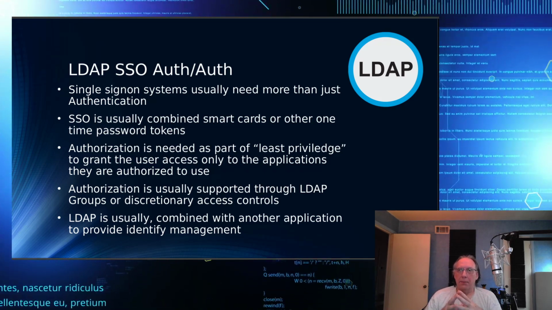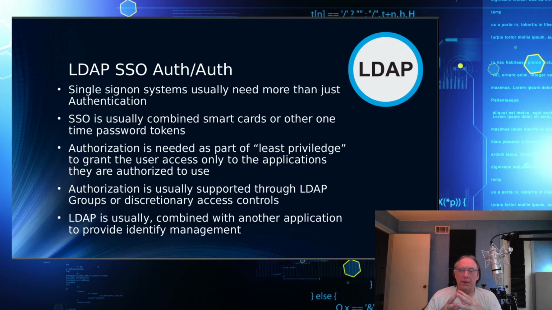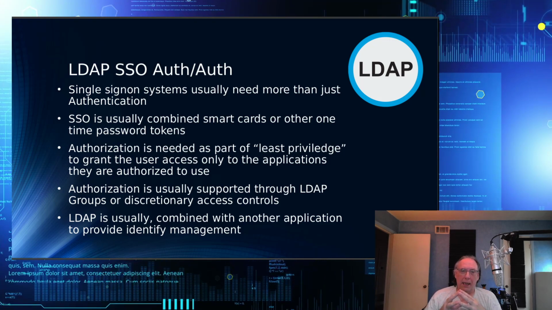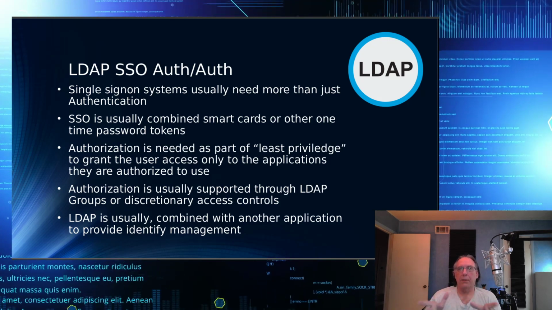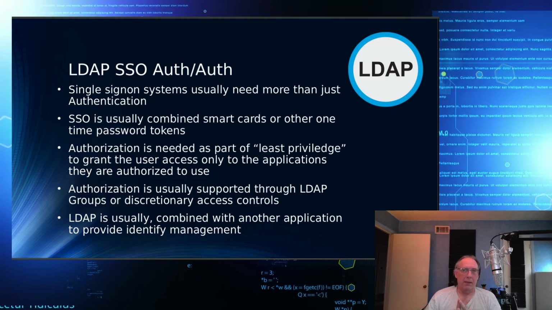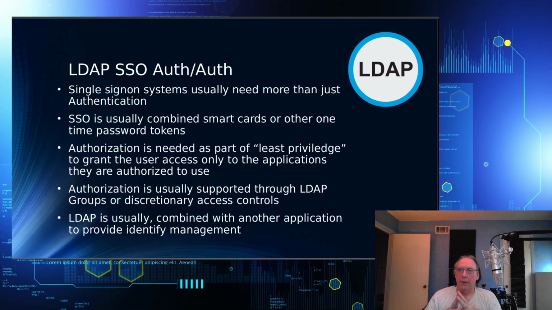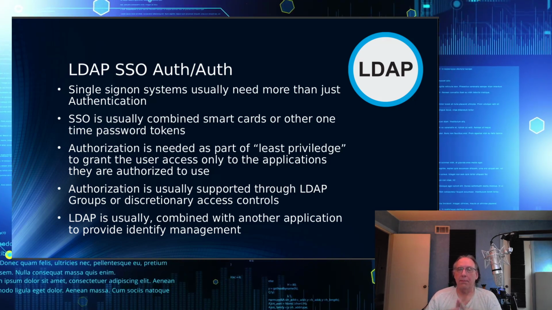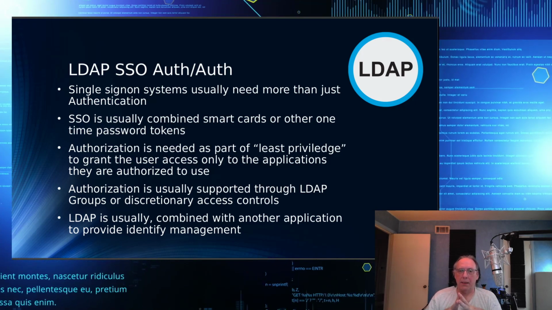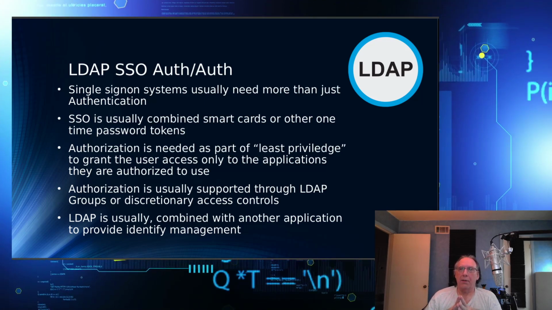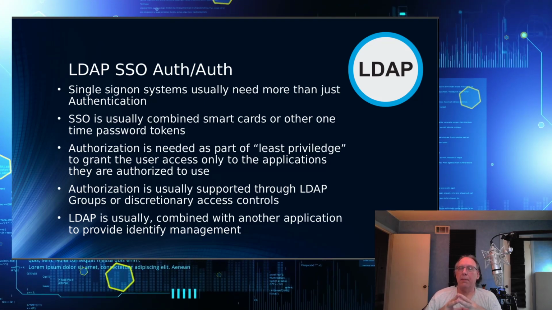Authorization is usually supported through LDAP groups or discretionary access protocols or third-party applications. And those third-party are usually part of a suite called identity management. Red Hat, for example, has available something called IDM, Identity Management System, that provides the extra layers of authorization that you would need in order to be able to accomplish that.